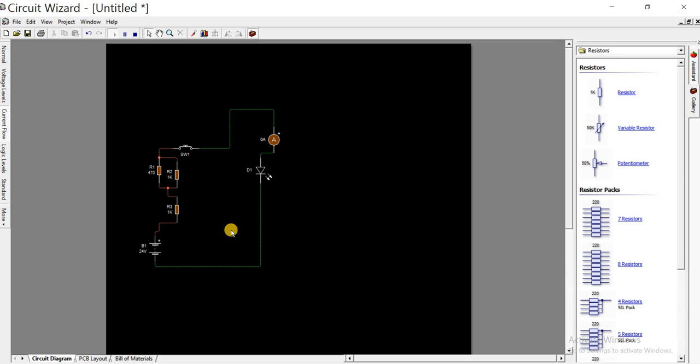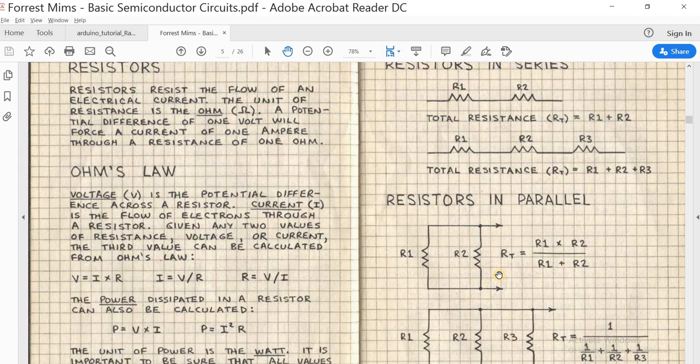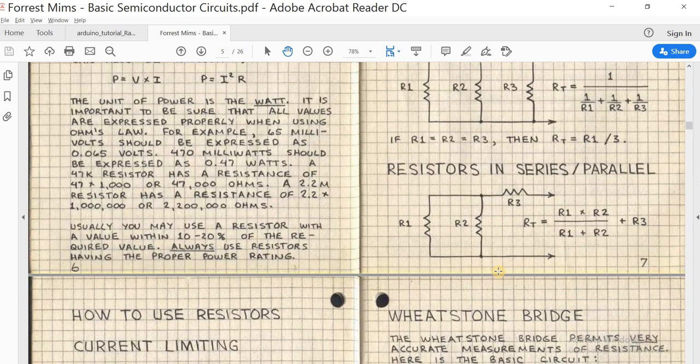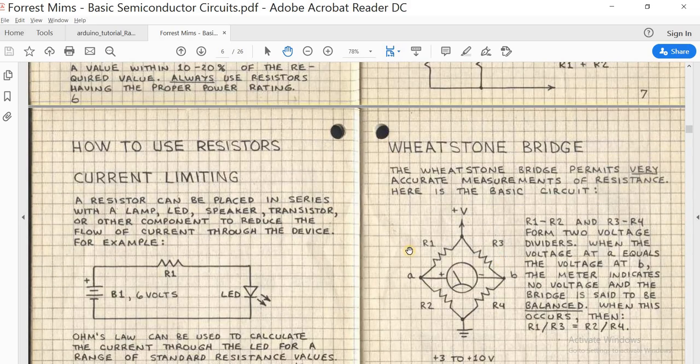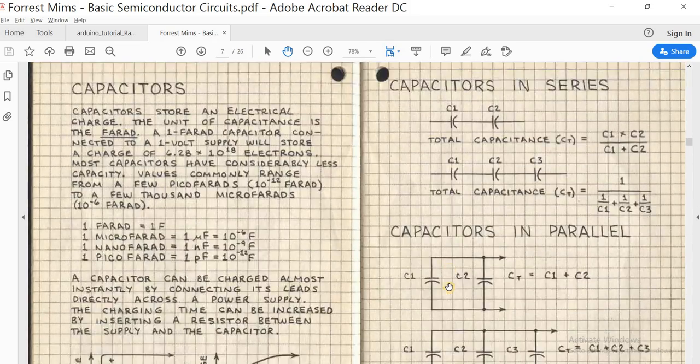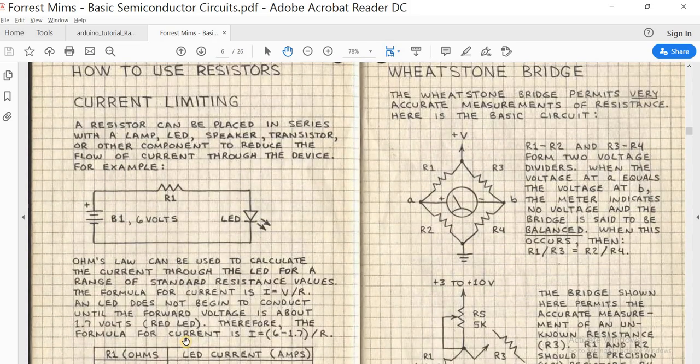In the next tutorial, I'll be introducing you to some other things related to resistor, like LDR, potentiometer, and Wheatstone bridge, and some other things that you need to know about resistor.